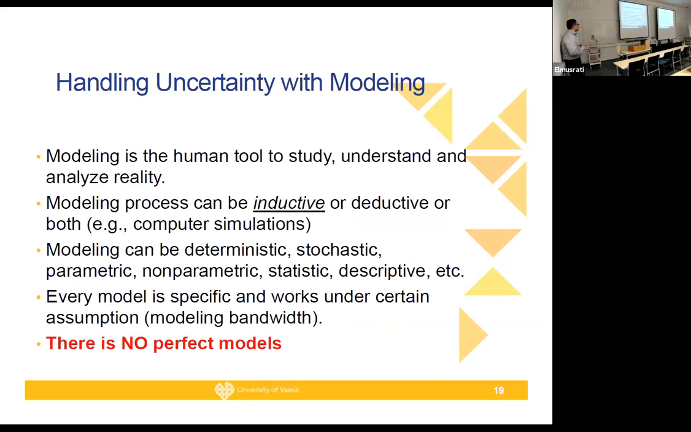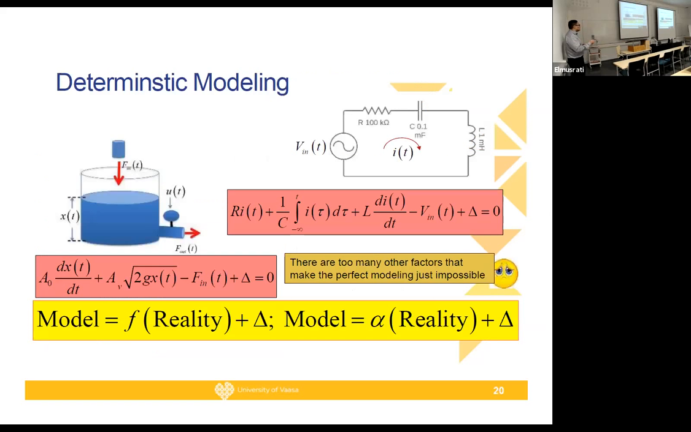Uncertainty is everywhere. How can we handle uncertainty? Modeling is the human tool to study, understand, and analyze reality. We are not experts in reality, we are experts in modeling. The modeling process can be inductive or deductive or both, like in computer simulation. Modeling can be deterministic or stochastic, parametric or non-parametric, based on statistics or descriptive, and so on. But every model can work only under certain assumptions. There is no perfect model.